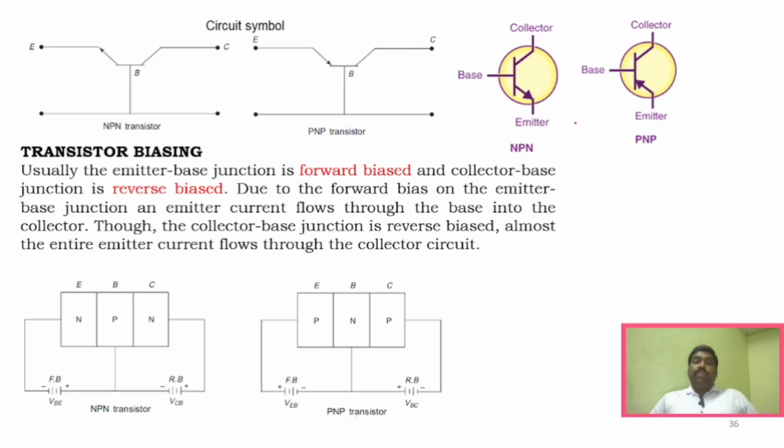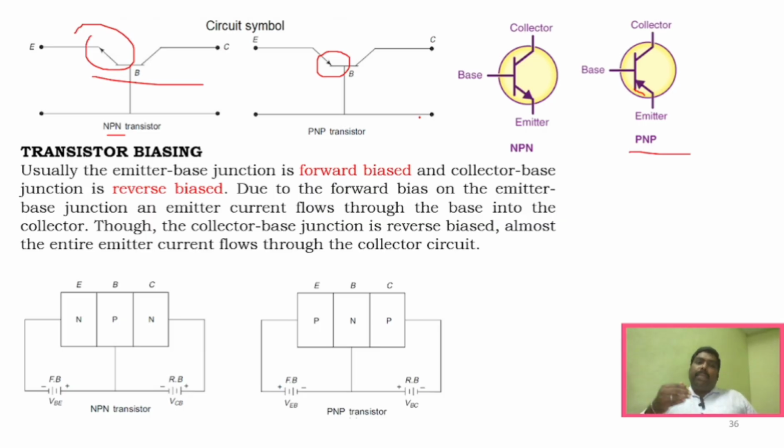And coming to the symbol of NPN and PNP transistor, everything is the same. Only the arrow mark is the difference. That is, for the NPN transistor, the arrow mark is pointed towards the emitter, whereas for the PNP transistor, the arrow mark is pointed towards the base, right? You can see for the NPN transistor, it is pointed towards the emitter, whereas for the PNP transistor, it is towards the base. This is very important information that every EC student must know, right?